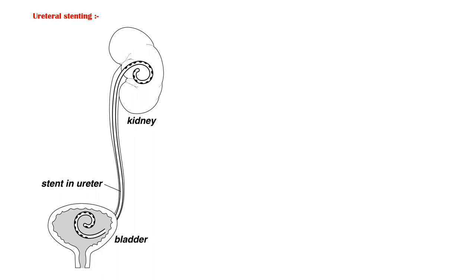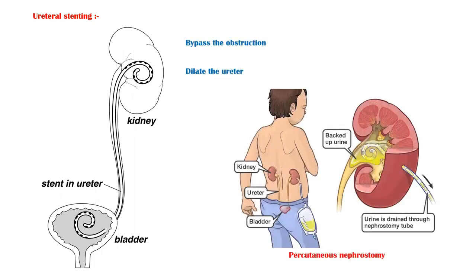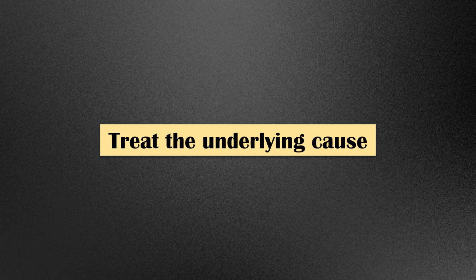Ureteral stenting is used to bypass the obstruction and dilate the ureter, which permits the urinary outflow. If stenting fails, percutaneous nephrostomy may be indicated. All these options are for the temporary relief of the obstruction. As the definitive treatment, you should always correct the underlying cause of hydronephrosis. Okay, that covers almost everything you should learn about hydronephrosis.